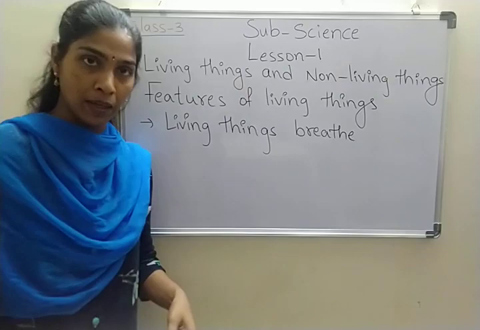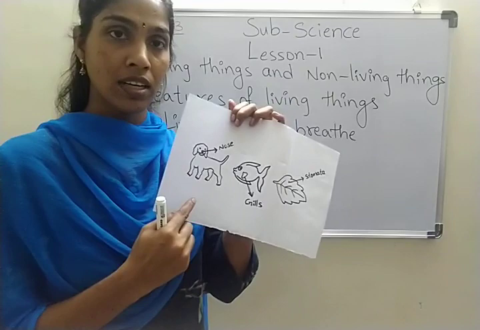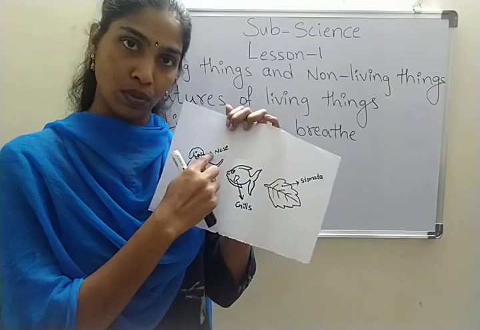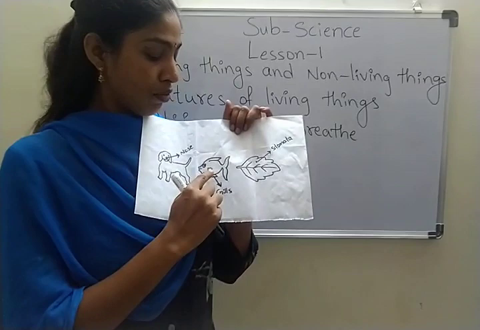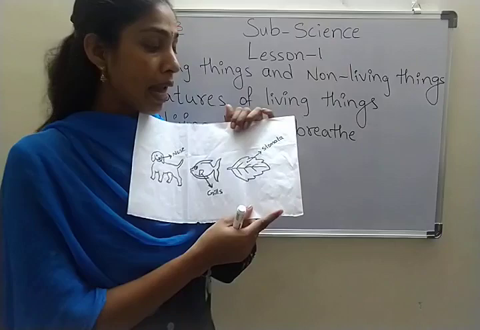Animals such as dog, cat, lion and tiger have a nose, so they breathe through the nose. Animals and human beings breathe through the nose. Coming to fish, fish live in water. Fish breathe through gills. Coming to plants, plants breathe through stomata. What is stomata? I'll tell you, children.